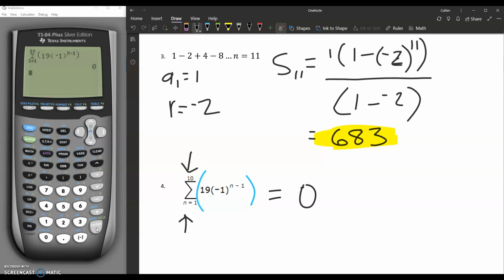Really what this series right here is doing, if you would write it out, not that you need to do that to find this answer, is adding and subtracting 19 over and over and over again, because negative 1 to a power is either 1 or negative 1, so we get 0 because it ended on 1 that canceled out all the 19s that are in the series.